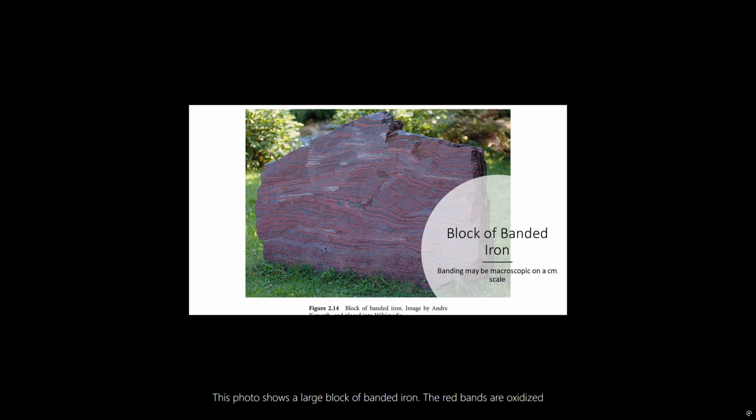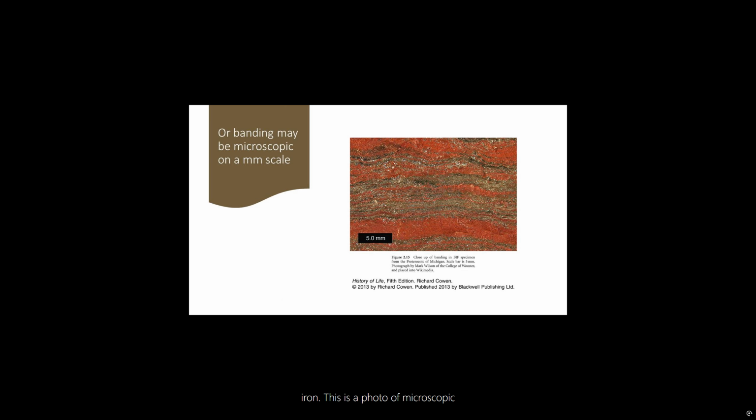This photo shows a large block of banded iron. The red bands are oxidized iron. This is a photo of microscopic banding. The significance of the banded iron formations are their roles as oxygen sinks, reacting with oxygen produced during photosynthesis in aquatic environments, basically oceans and lakes.